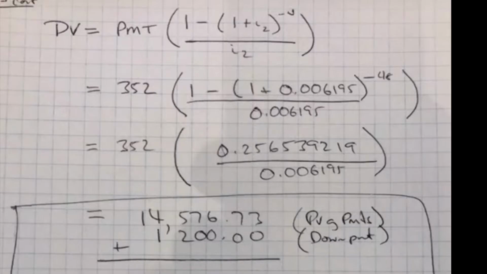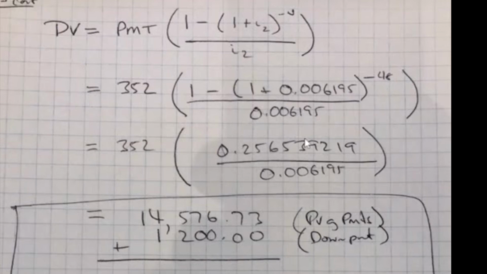And that will give you 0.006195. So what we're looking for in this particular case is the present value, because we're looking for how much did you pay for the car. The payment is 352, times 1 minus 1 plus I2, which we know is 0.006195, to the N, which is the total number of payments, which is 48, over I2 again.